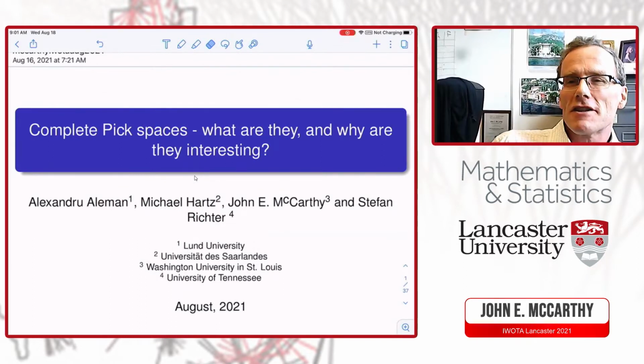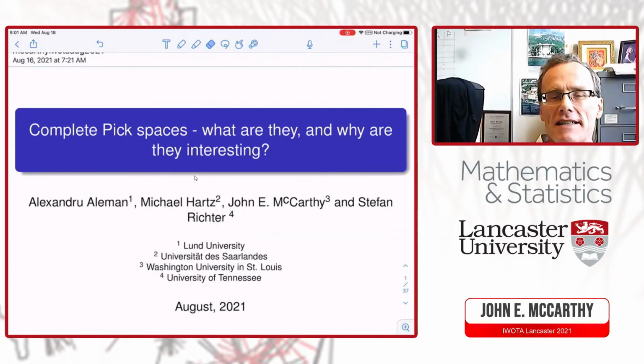So I'd like to talk today about complete Pick spaces. And after the introduction, the material at the end is joint work with Alexandru Aleman, Michael Hartz, and Stefan Richter.